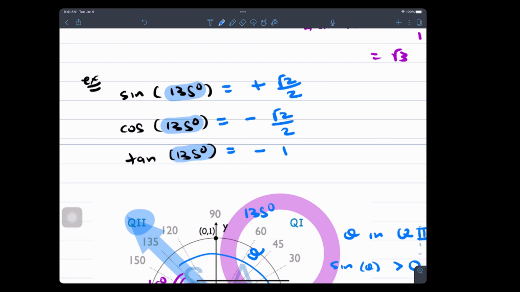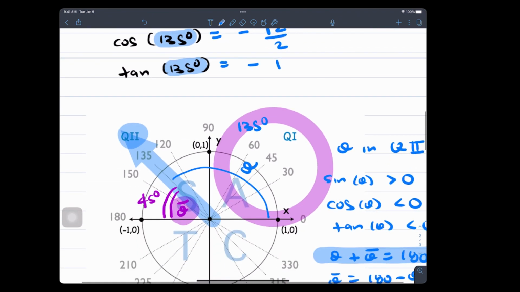All students take what? Calculus. So this is a shortcut for getting these exact values. It just means go back to what? Geometry. But you needed to get the reference angle. That's all. Easy peasy lemon squeezy? Yes.